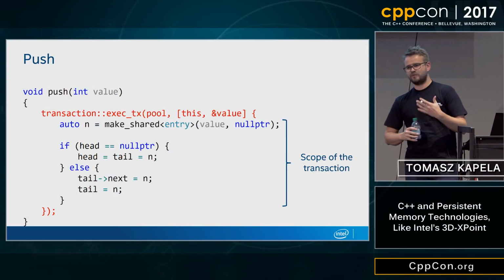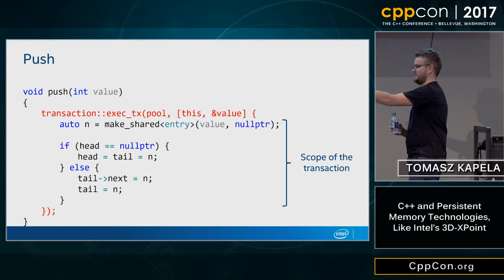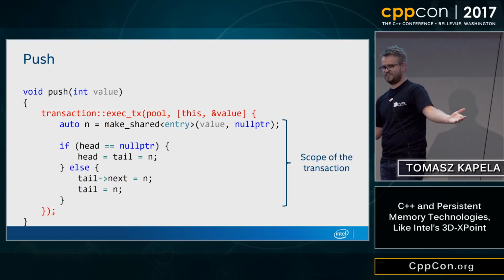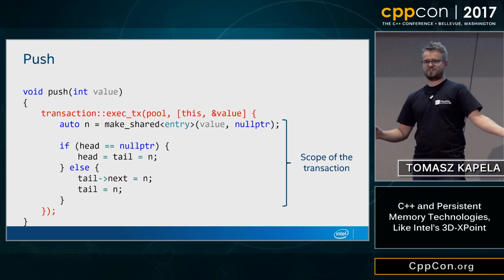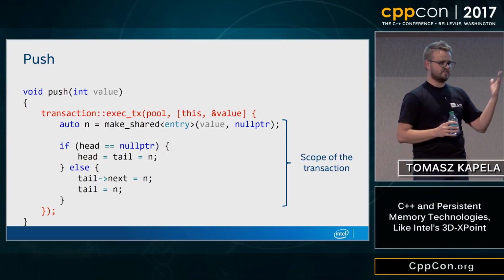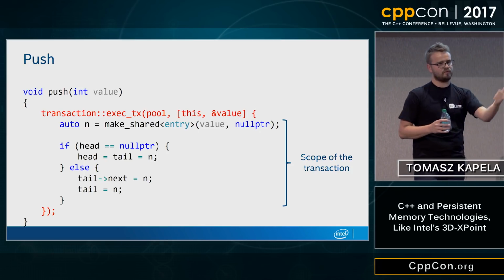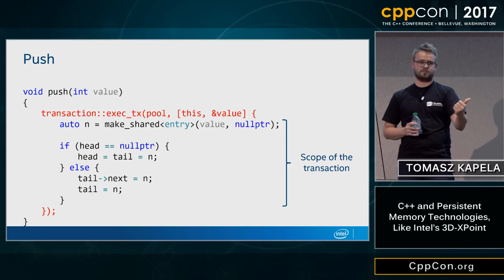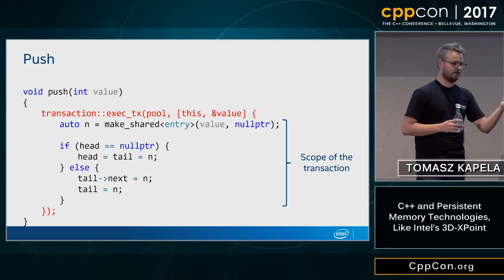So what do you want to do if you want to make the API transactional? As easy as it goes. You just wrap the whole thing in a transaction because there's really nothing non-transactional in this, because you do an allocation. Allocation has to be transactional. You can't leak memory in case of a power failure.